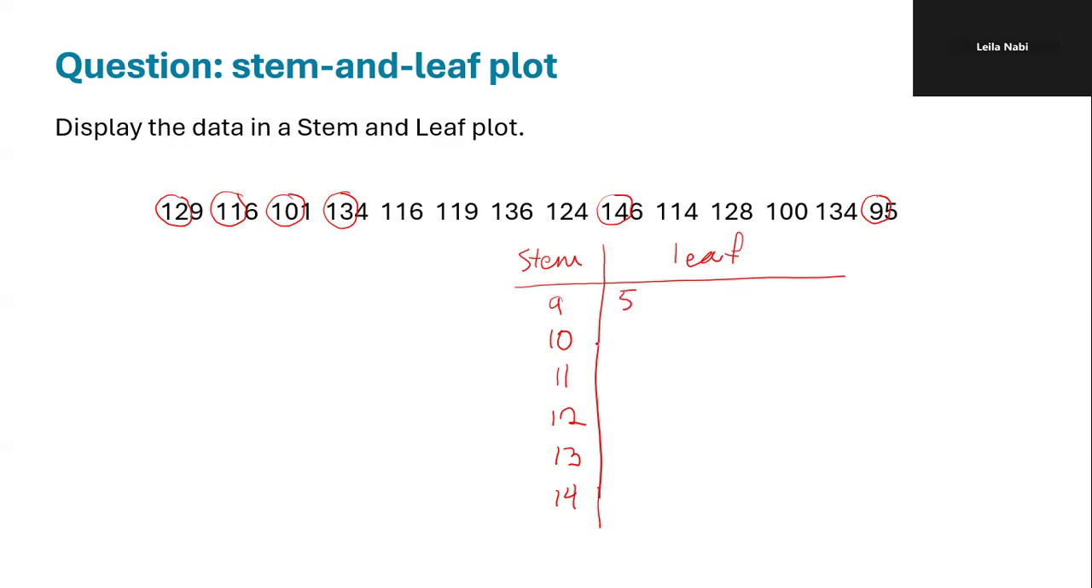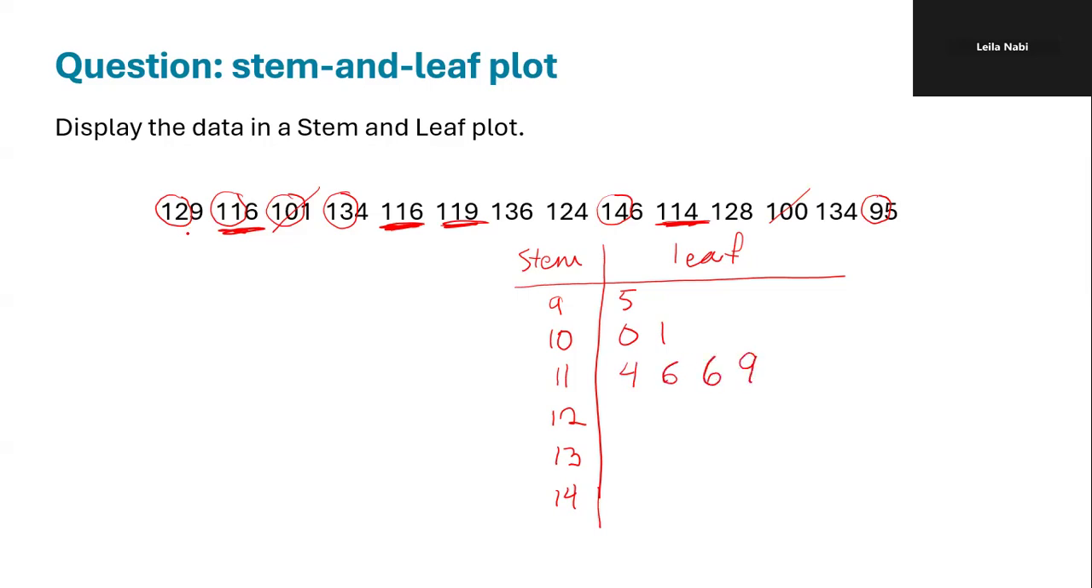The numbers with stem 10: I have 100 and 101, which is 0 and 1. For 11, I will have 114, 119, 116, and 116. We have to keep them in order, remember? So we have 4, 6, 6, and 9.